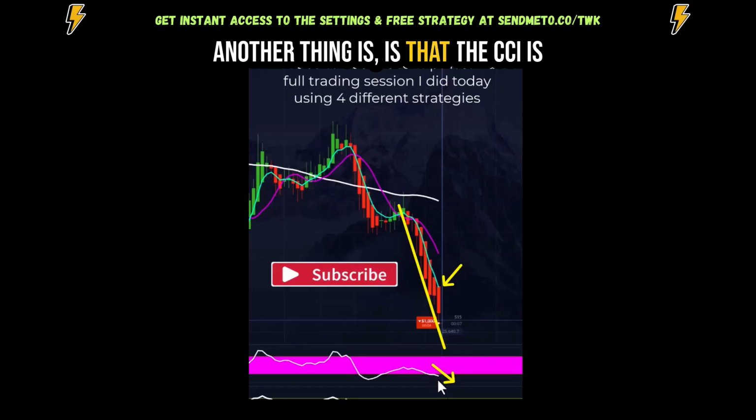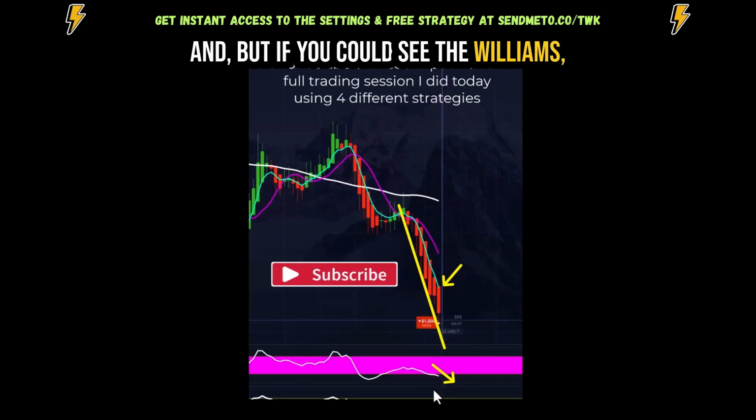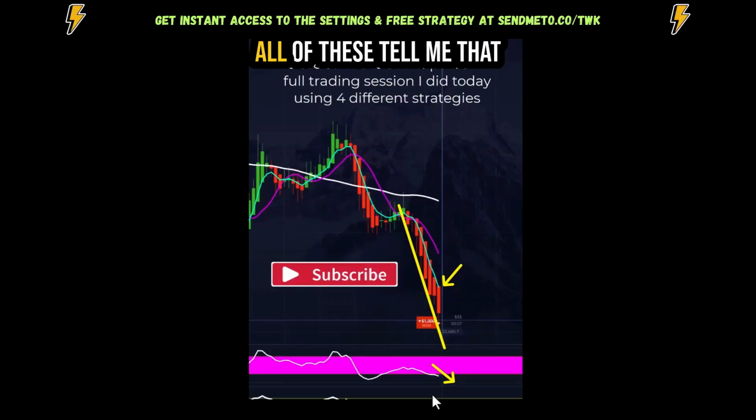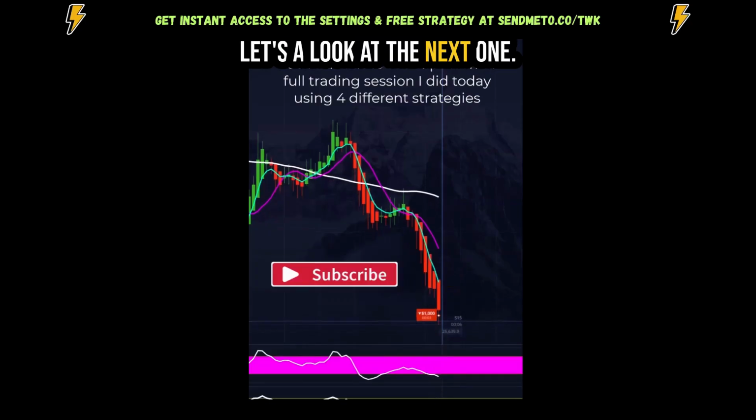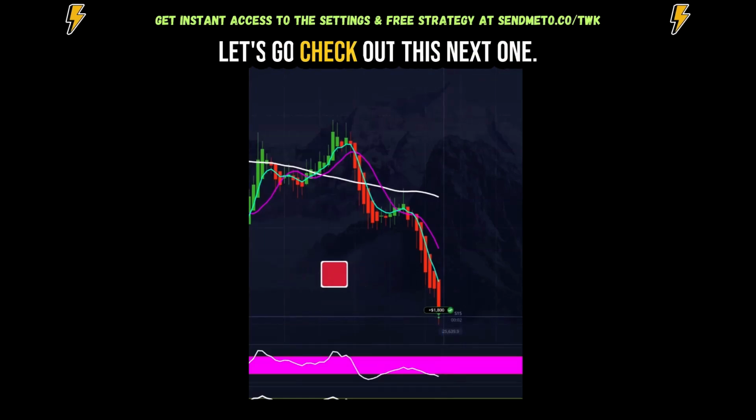It's literally inside the candle and it is pushing it down. Another thing is that the CCI is actually below in the danger zone, but if you could see the Williams, you would know that it was actually pointed up while the CCI was down. All of these tell me that this was going to continue. Let's go look at the next one. So obviously I won here, so let's go check out this next one.